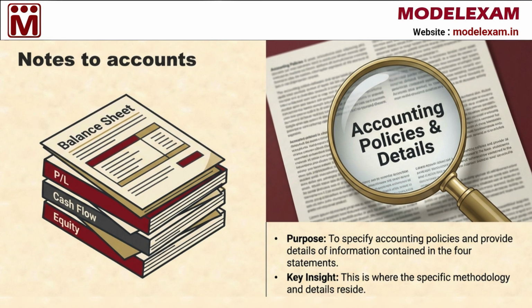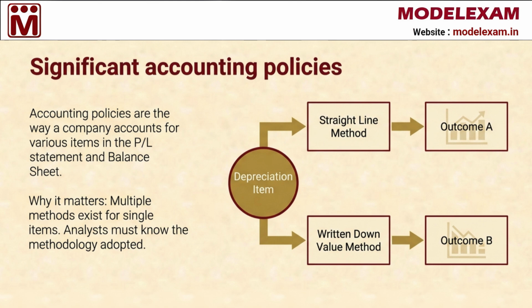It specifies the accounting policies the company has used and provides a breakdown of the information contained in the main statements. One of the most critical sections in the notes is significant accounting policies. Accounting is not always black and white. There are multiple ways to account for a single item. For example, consider depreciation. A company can calculate it using the straight line method, which gives one outcome, or the written down value method, which gives a different outcome. As an analyst, you cannot just look at the final number. You must know which method was adopted to arrive at that number because it affects the profit calculation.